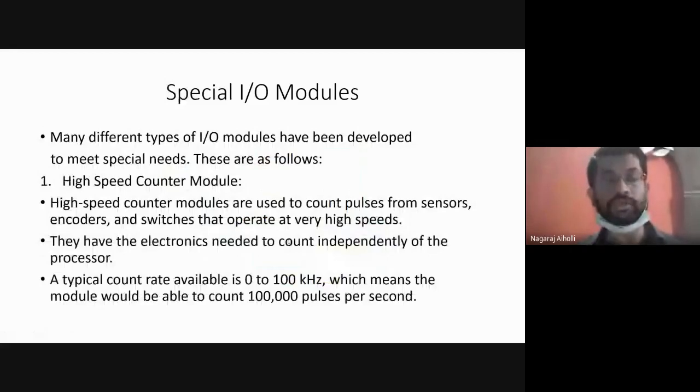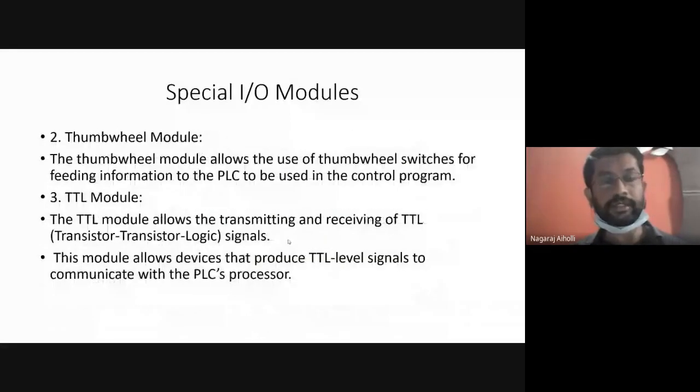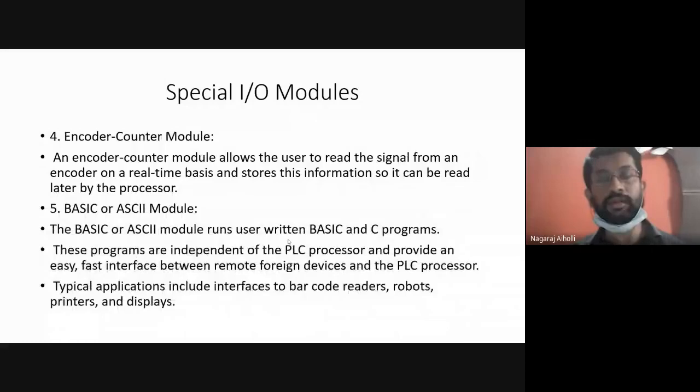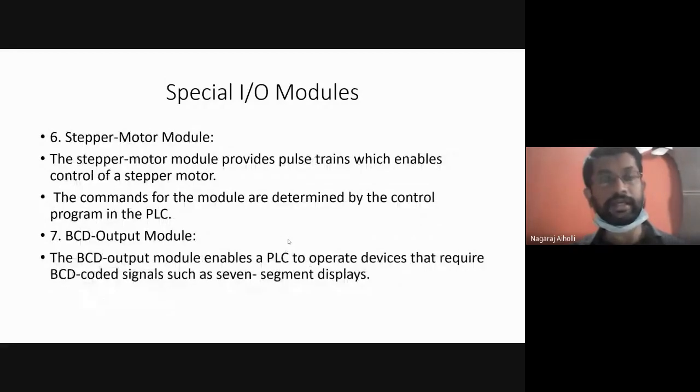We have seen the different types of input-output modules, such as high-speed counter module for counting application, thumb wheel module, TTL module, which has TTL signal between 0 to 5 volts. Then encoder counter module, basic or ASCII module, which stores the basic or the C programs for controlling purpose. Stepper motor module, where I highlighted that stepper motor can be controlled using certain commands. BCD output module, which is meant for 7-segment displays that are used in malls or some other applications.